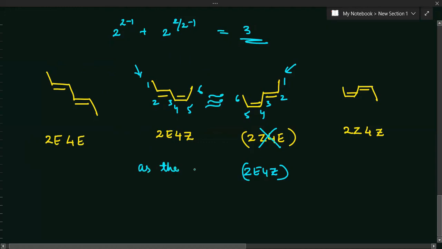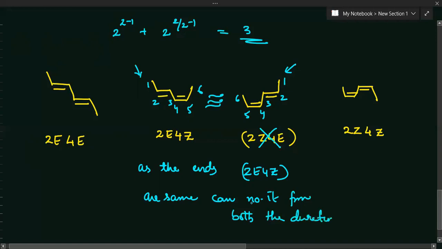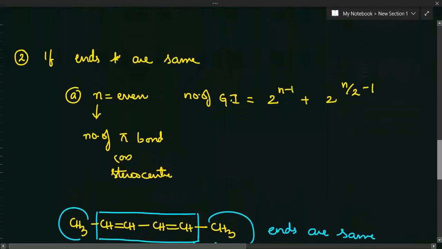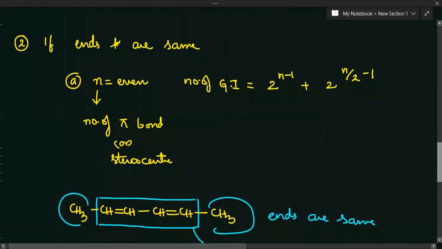As the ends are same, we can number it from any direction. So these two are same. So we have to count it as 1. So total 3 isomers are possible when ends are same. As I told you, when ends are same, there are two formulas, two conditions.